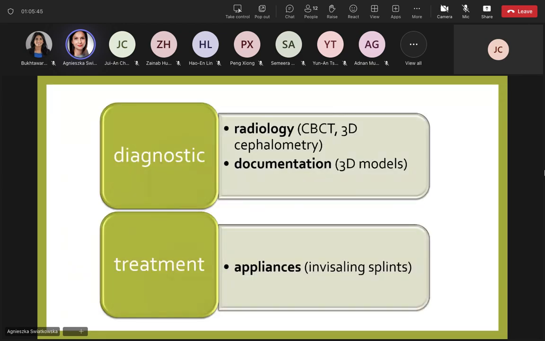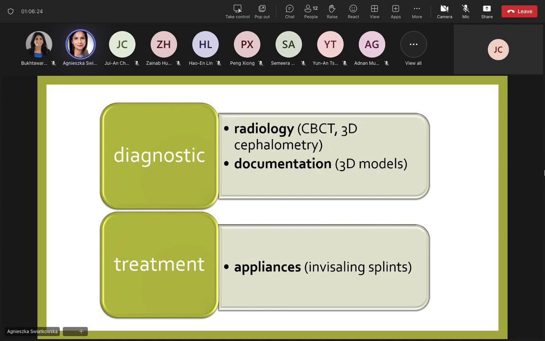For diagnostics, as I told you earlier, it's in radiology, CBCT, 3D cephalometry, and in documentation, 3D models, so digital models, as you see. In our clinic, we have 2 scanners, so we can scan the patient, and you can see this model when we will be in the center of medical simulation. During our lab, we will work on this model.